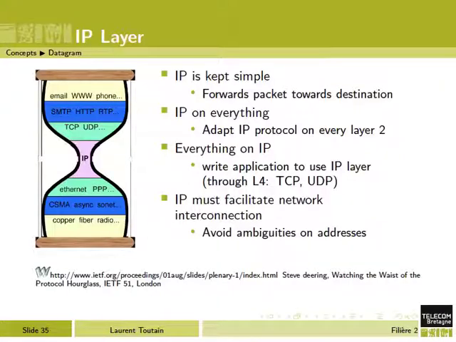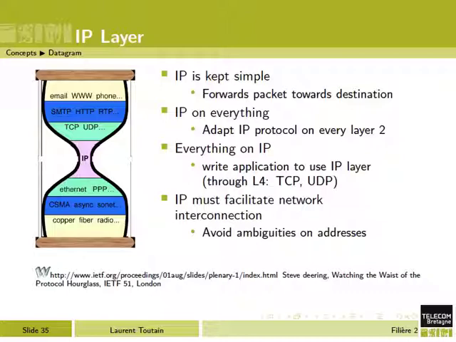So every time you have a new layer 2, you can put IP on it. It means that IP is just a small link between application and layer 2. So when I'm developing an application here, I don't care about layer 2. It's an interface between the upper layer and the lower layer.